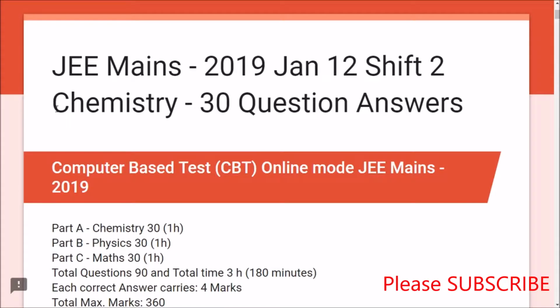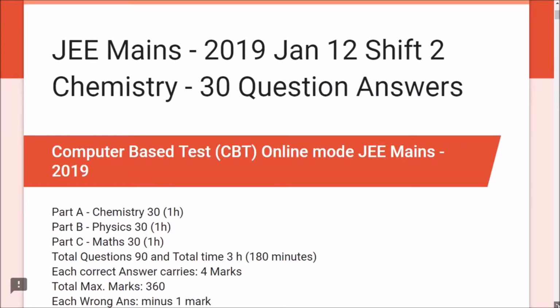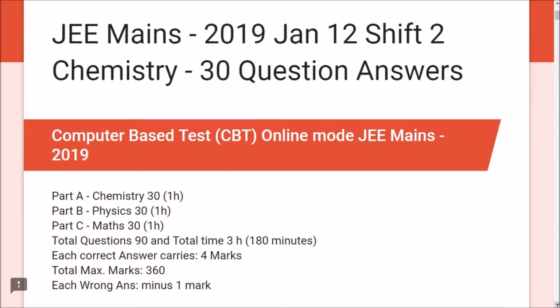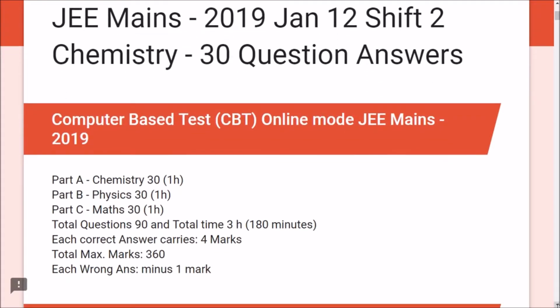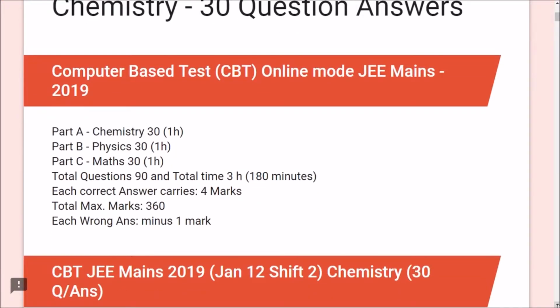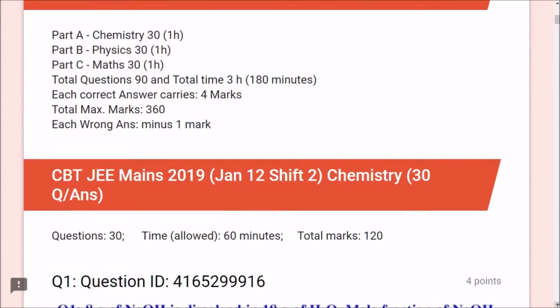This is a computer based test. As you know, this IIT JEE entrance test consists of 3 parts. Part A chemistry 30 questions, part B physics 30 questions, part C maths 30 questions. There will be a total of 90 questions, and the time duration of this test is 180 minutes, that is 3 hours. Each correct answer carries 4 marks, whereas a wrong answer carries -1 mark. Dear friends, from 2019 onwards this test is completely online, that is, computer based.